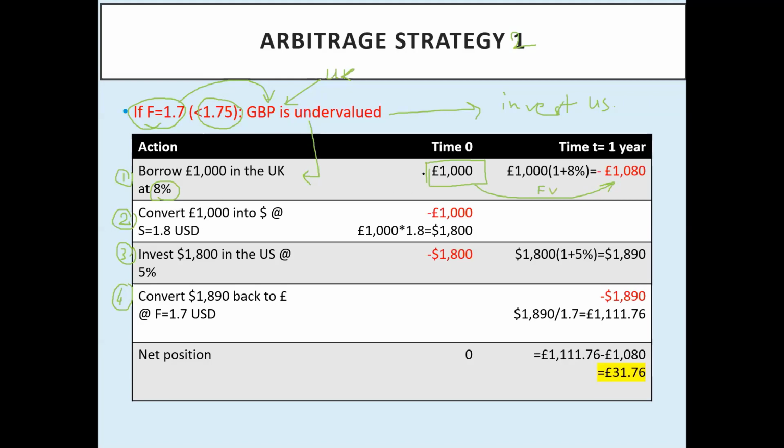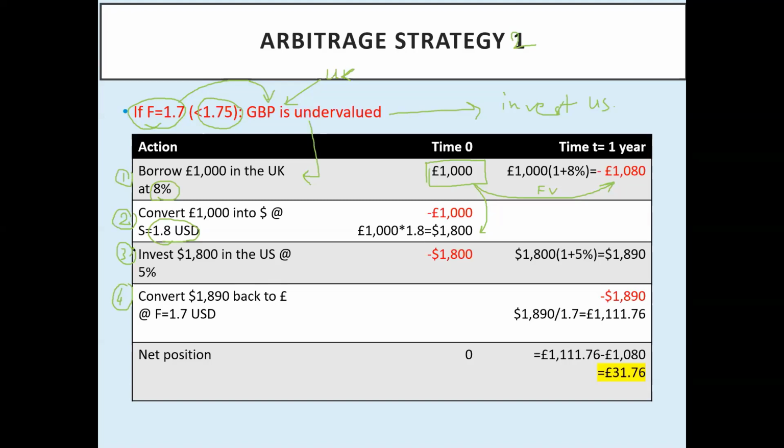Now, once I got the money in step 1, I'm going to convert that pounds into the USD and use the USD to invest in the US, okay? So if I converted £1,000 into the USD at the current spot exchange rate of 1.8, I'm going to get 1,800 USD, okay?